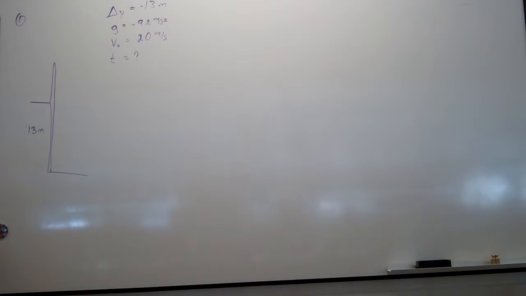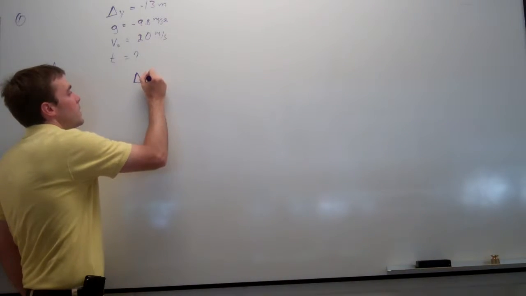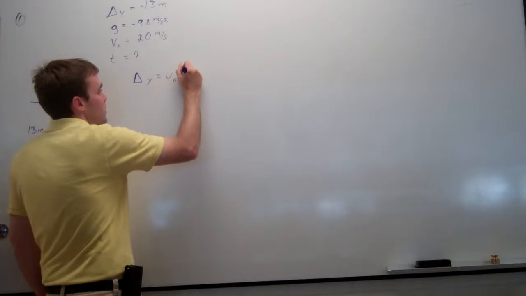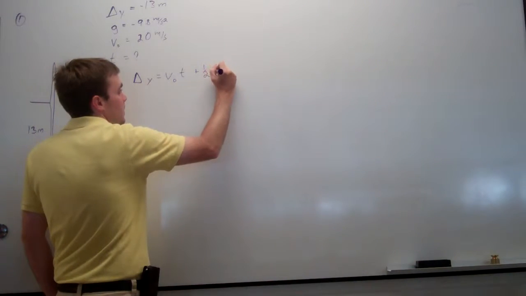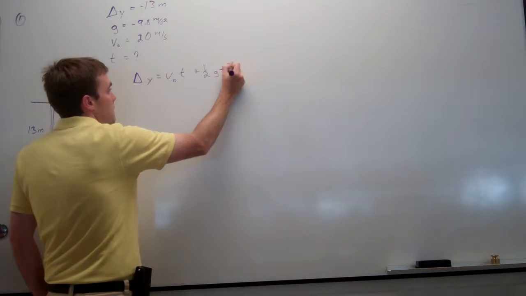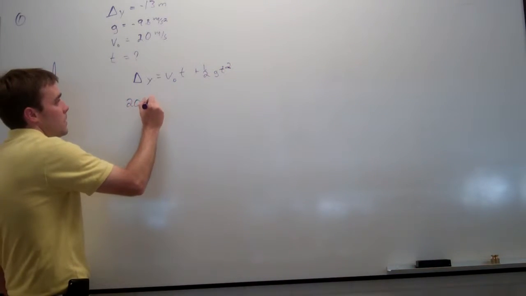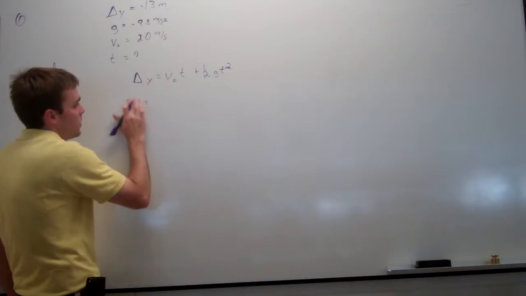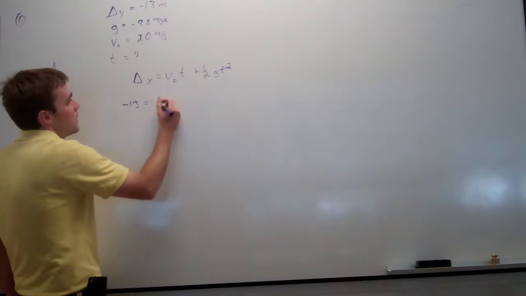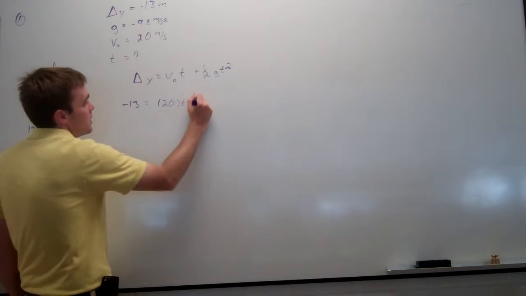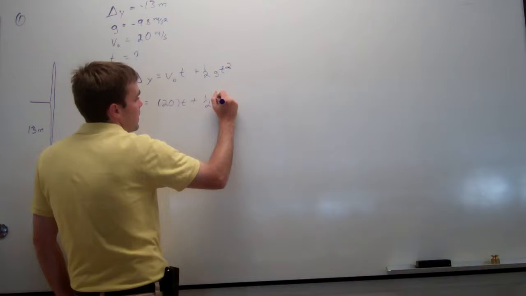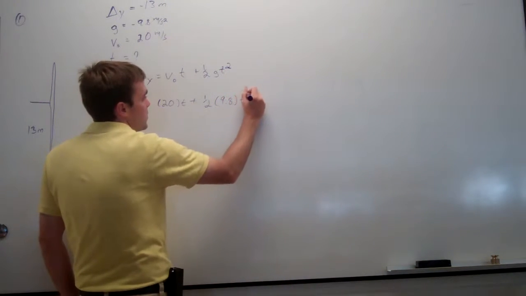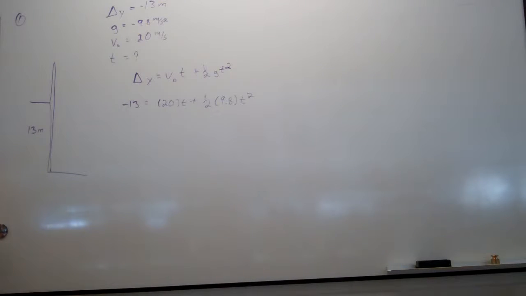Alright. Do we have an equation that incorporates all of those? Yes, we have delta y equals v0 t plus 1/2 g t squared. So we get, oh no, not 20, negative 13 equals 20 t plus 1/2 times negative 9.8 times t squared. What happened here?